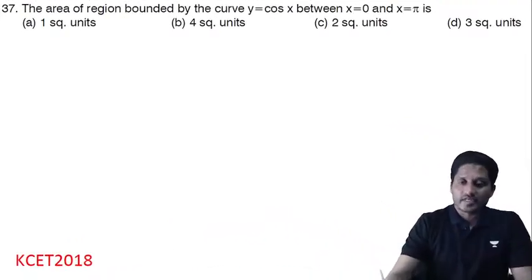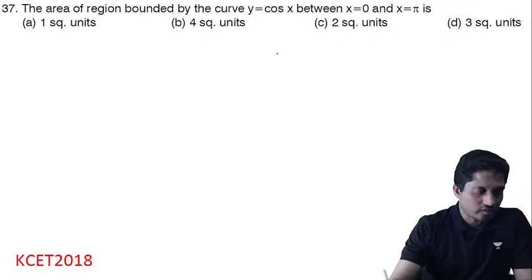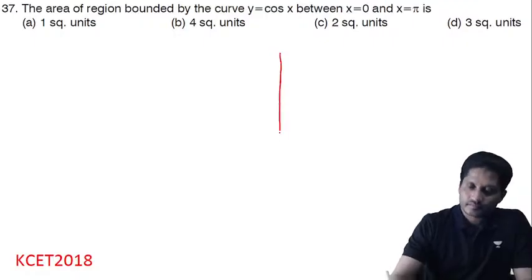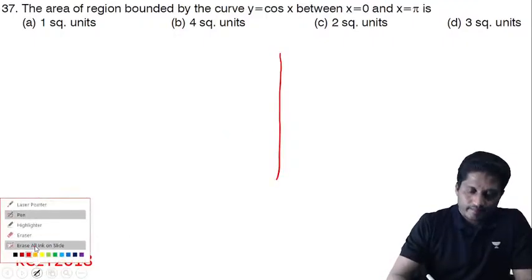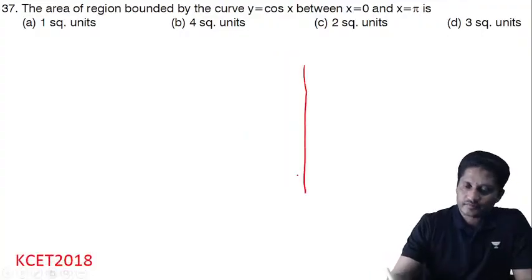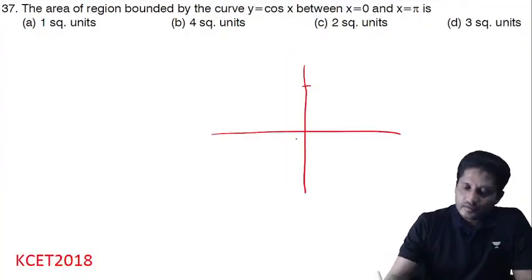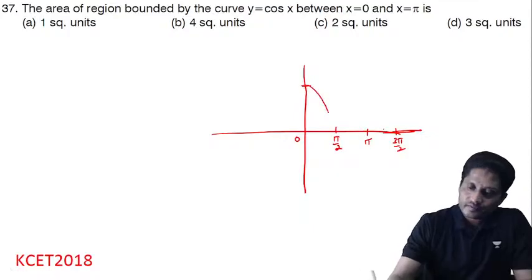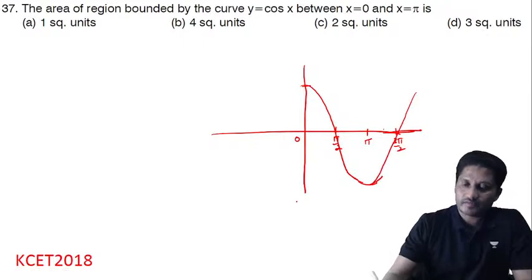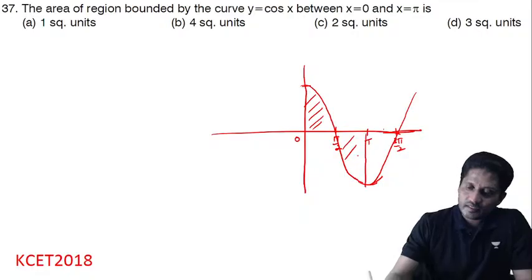Area between the region y equal to cos x. So this is the cos graph, right? This is 0, this is pi by 2, 3 pi by 2, and this is pi. Cos 90 is 0, cos pi is minus 1, then you get 3 pi by 2. Between 0 and pi means I find this area and this area.